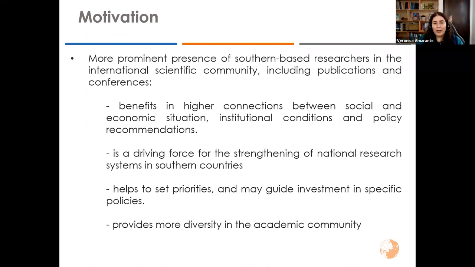What we argue is that a more prominent presence of Southern-based research in the international scientific community, including publications and conferences, implies benefits in terms of higher connections between social and economic situations, institutional conditions, and policy recommendations, as Southern researchers are the ones that have a more in-depth knowledge of the context of the developing countries where the research is taking place. It may also help to strengthen the national research systems in Southern countries. It helps to set priorities and may guide investment in specific policies depending on the impact of the research. And it would also imply more diversity in the academic community.